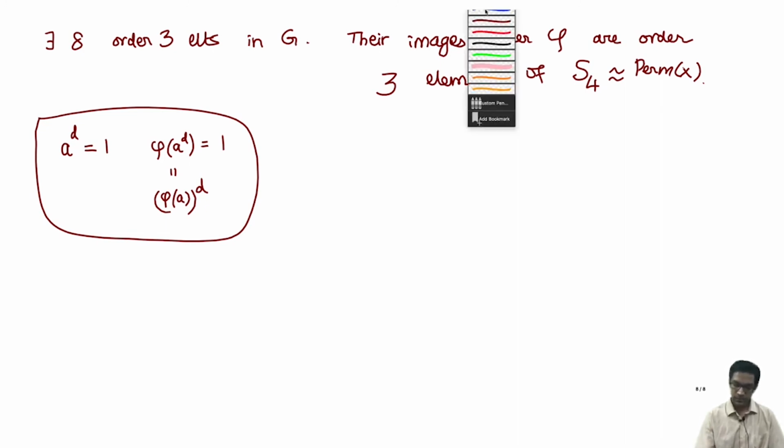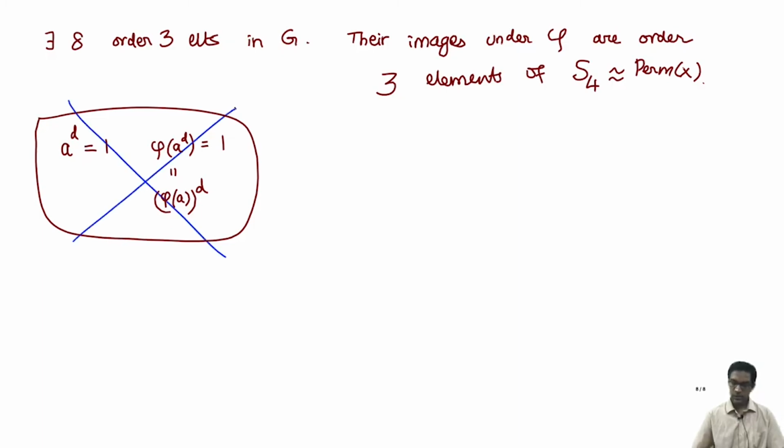Let me get rid of this. Let me just go on. So the image under phi, that's what I want to understand. There are 8 elements of order 3. Okay, now let's look at the symmetric group S4 itself and ask what are the elements of order 3 in S4? What do they look like?